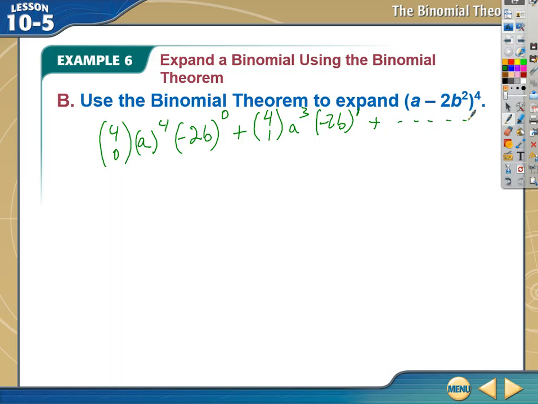And then when we do this, we'd have to be careful in seeing that this one here is raised to the first power. Negative 2 to the first is negative 2. So when I do this, it's really going to be minus 8 a cubed b. Why 8? Because 4 choose 1 is 4 times the negative 2, negative 8. Plus dot, dot, dot.